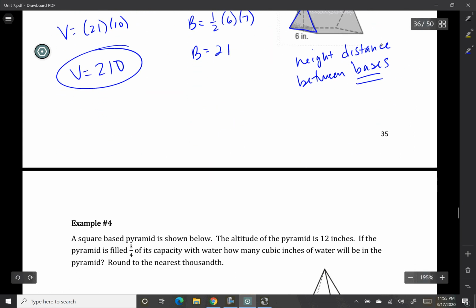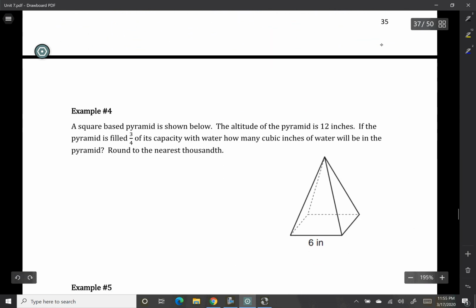So let's keep going. So example 4 gives us a pyramid. So here we have a pyramid. It says a square base of a pyramid is shown below. The altitude of the pyramid is 12 inches. Altitude is the fancy name for height. So if we see altitude, we're excited because we already know one of the parts of our formula. It then talks about how the pyramid is filled 3/4 of the way with water.